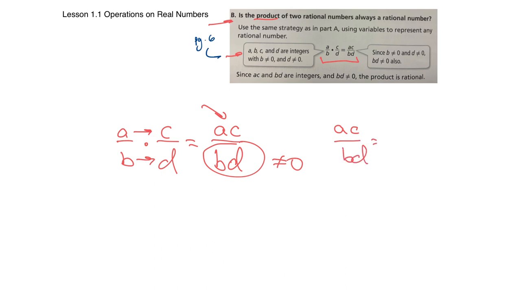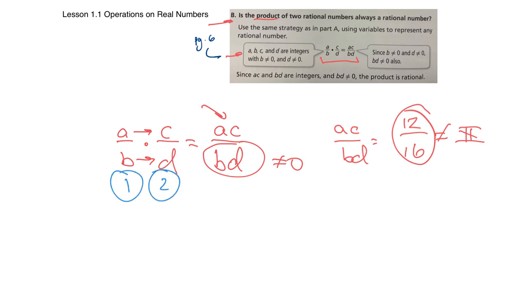This is just another way of writing a fraction. Maybe it's 12 over 16. This cannot be an irrational number because I already wrote it as a fraction. So therefore, every single time I multiply 2 rational numbers, here's my first one, here's my second one, I'm always going to get some other number that is also a fraction, also rational.